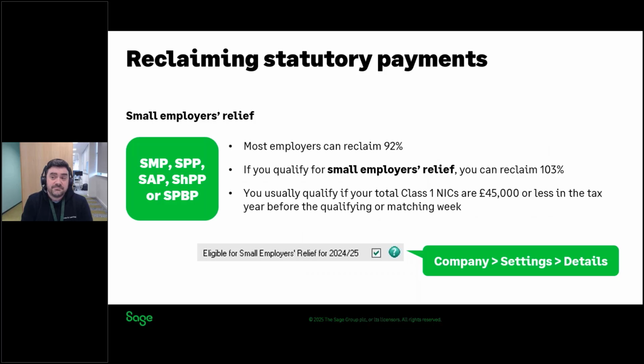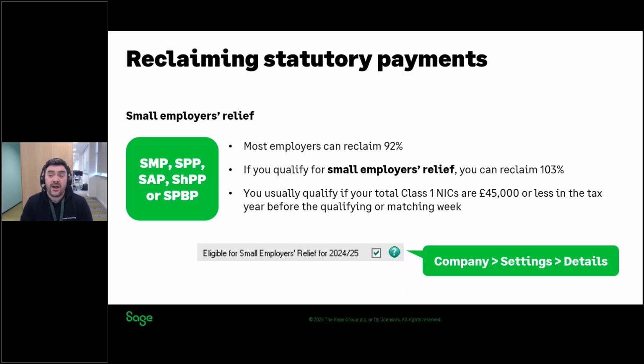How is it funded? Well, it's paid by the employer, but it is funded mostly by the government. So any statutory parental payment can be reclaimed from HMRC. This is done at the end of each tax month by reducing your liability that you need to pay over. Now, most employers can reclaim 92% of statutory parental payments paid out. But if you qualify for small employers relief, you'd actually get 103% of the statutory payment back.